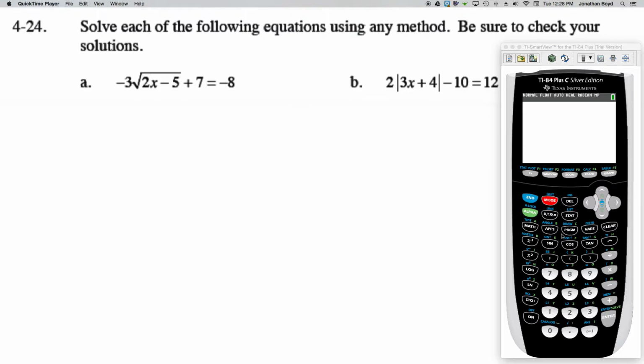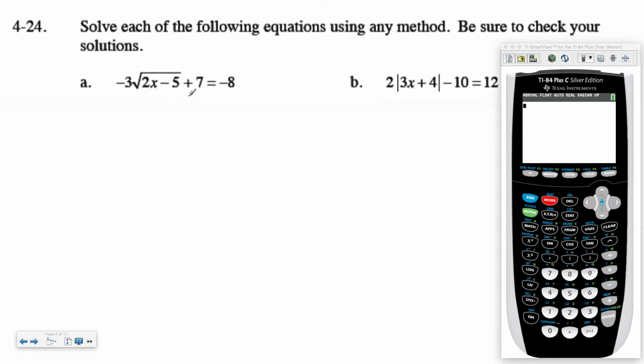So here we go. First thing, I'm going to start out by undoing some of the things that are happening on this side. I want to isolate the square root here. So I'm going to get rid of my 7 and my negative 3. The first thing I need to get rid of is the 7. I'm going to go ahead and subtract my 7 from each side.